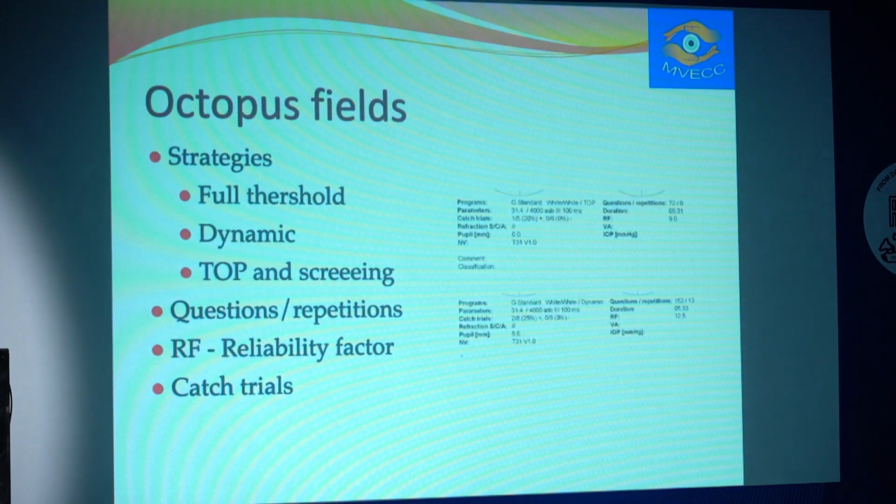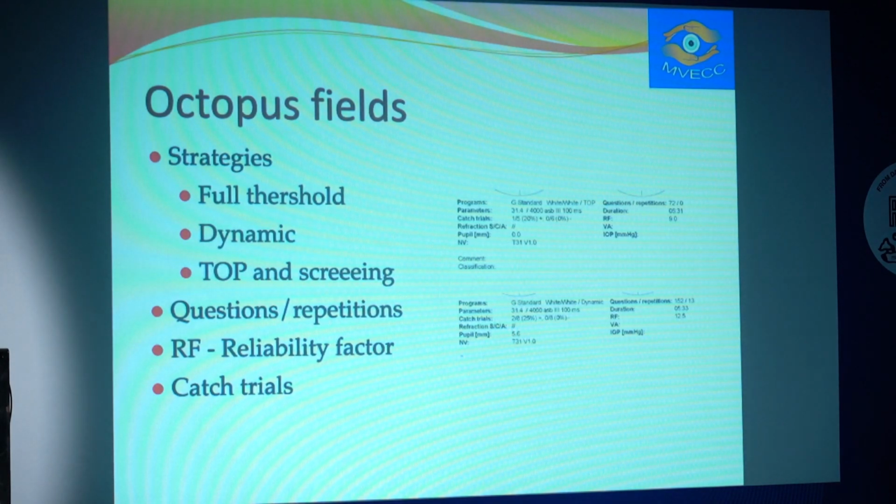So these are the strategies: full threshold, dynamic, and top. We can clearly see in the area here that the catch trials, or the repetition questions and repetitions, are much more in the dynamic as compared to the top area, because the dynamic is like a full threshold or a Sita standard, while this could be like a Sita fast.